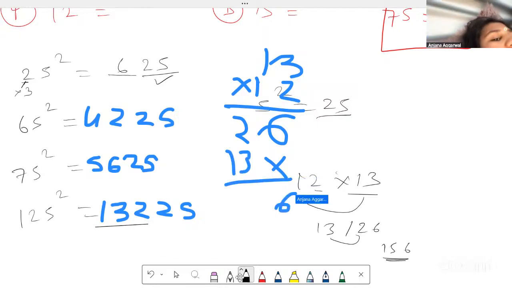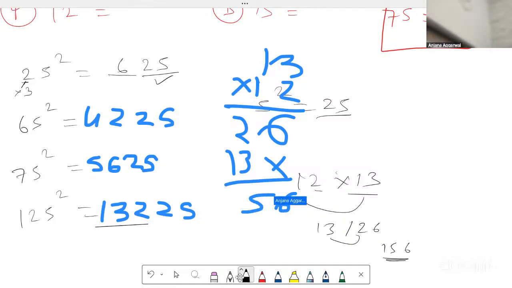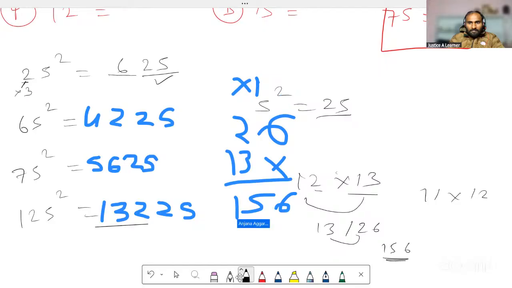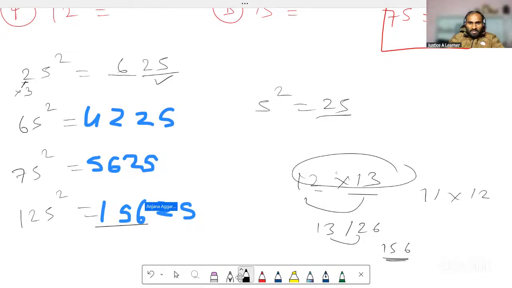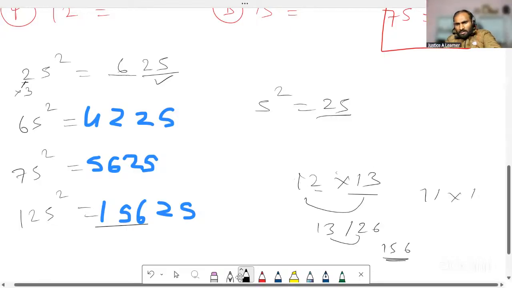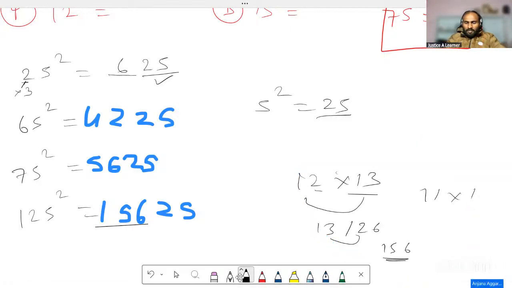So what would be 13? You have done 11 into 12. Do you know this way of multiplication? Which way? The way which I have just done. Which way is easier for me? Do you know that? No. If you can understand it, it is better, otherwise it's okay.